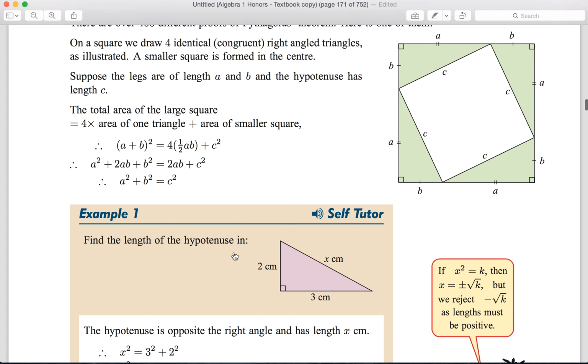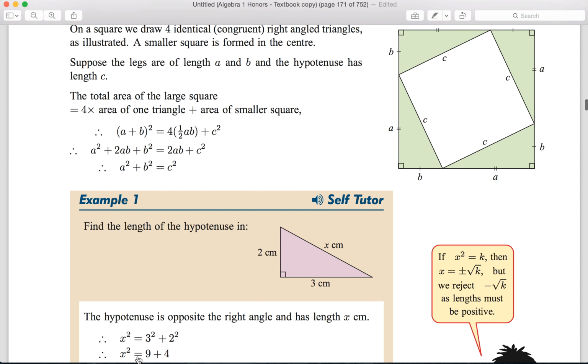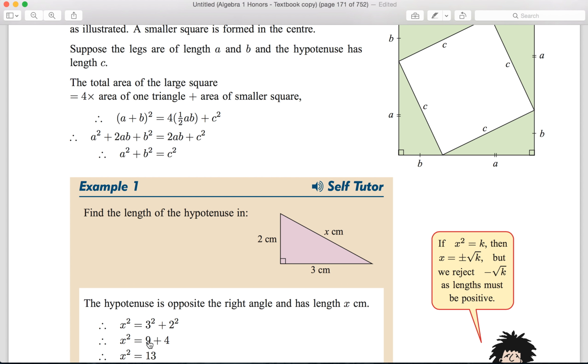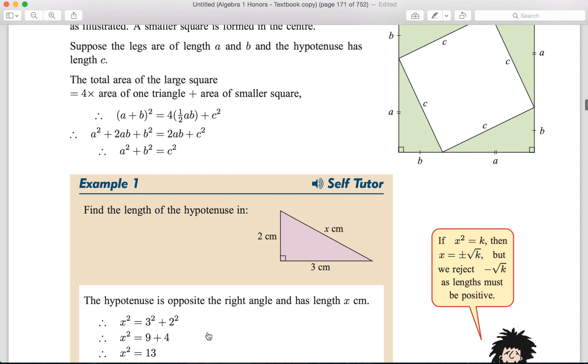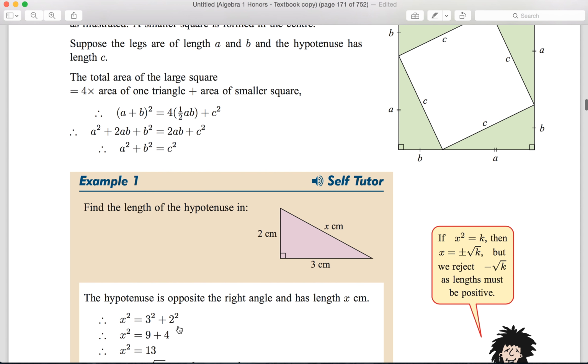Now we have an algebra question for us to solve. What is 3 squared and what is 2 squared? Well, as you can see, x squared equals 9, which is 3 squared, plus 4, which is 2 squared. That was easy. Let's continue on. X squared is 13. You can probably see that we added 9 and 4 to get 13. What is our next step here? We want to solve for x, but we have x squared equals 13. We need to take the square root of each side of this equation.